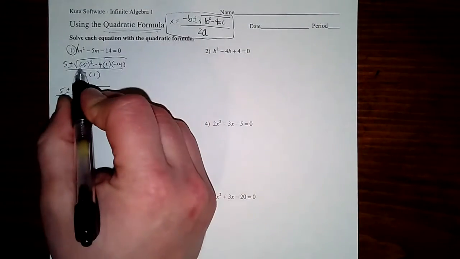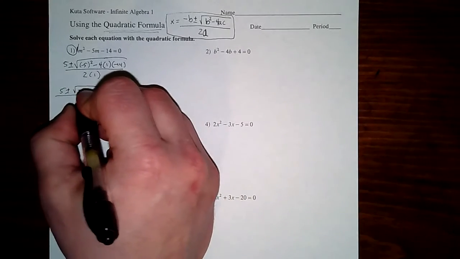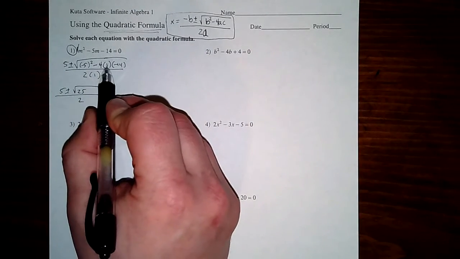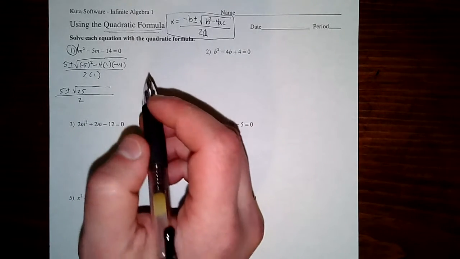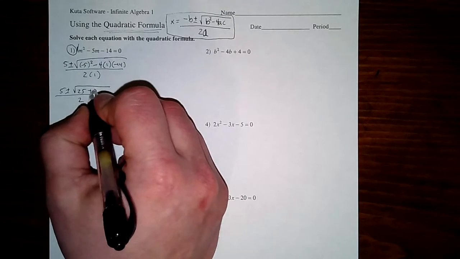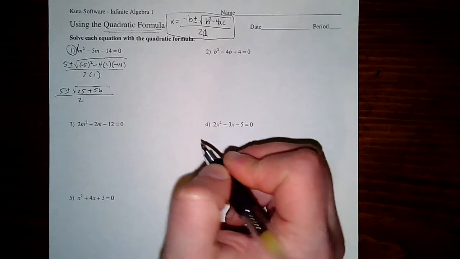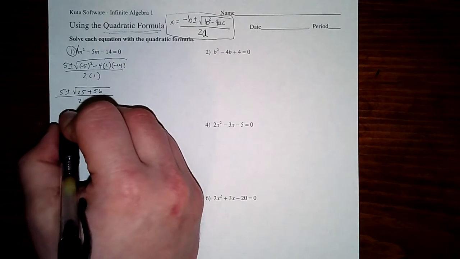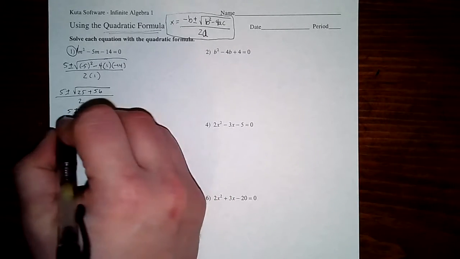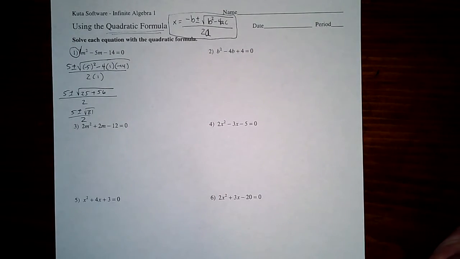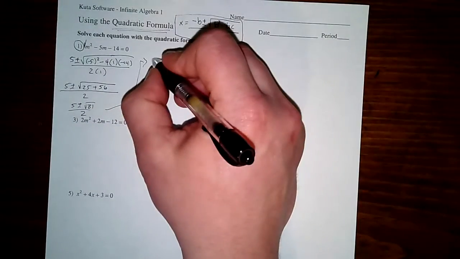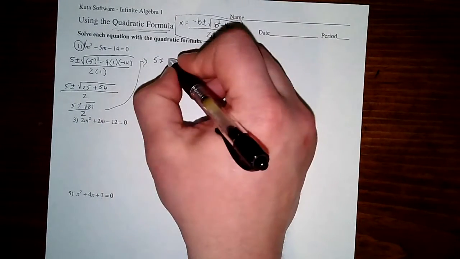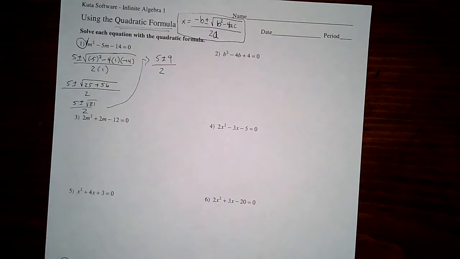So let's figure out what we have. -5 squared is going to be 25. And then the -4 times 1, obviously that's just -4. But the -4 times -14 is going to be plus 56. Okay, so what do we have? That actually just adds up to 81. So we have 5 plus or minus the square root of 81 over 2. And the reason why this one ends up being pretty nice is 81 is a perfect square. So this is really just 5 plus or minus 9 over 2.